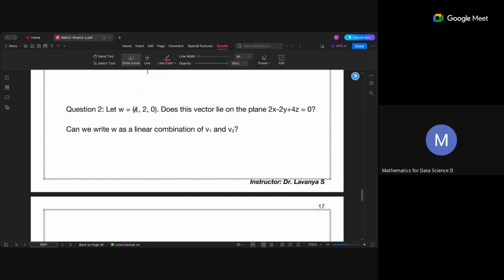Now let W be (1, 2, 0). Is this vector lying in the plane or not? How do you verify whether this vector lies in the plane? If it satisfies the equation. So let's try 2 times 1 minus 2 times 2 plus 4 times 0. What's the answer? 2 minus 4 plus 0 is minus 2, which is not equal to 0. So W does not lie on the plane. Correct?